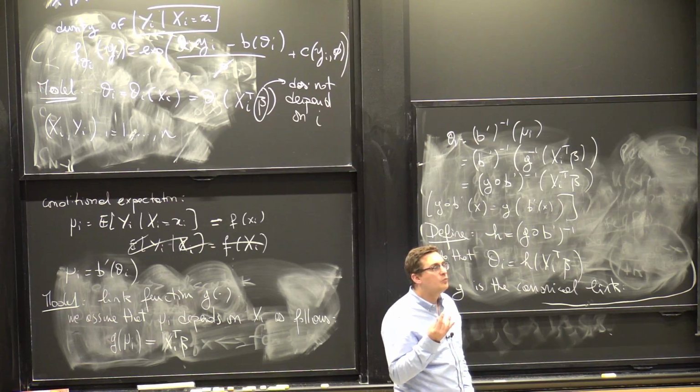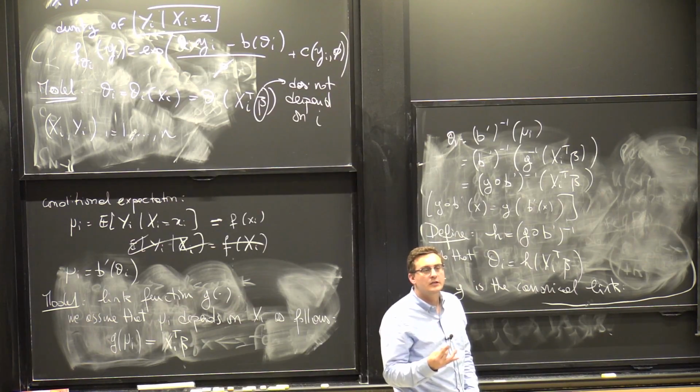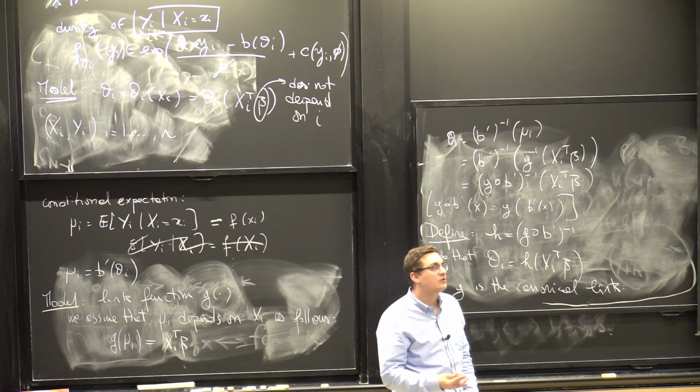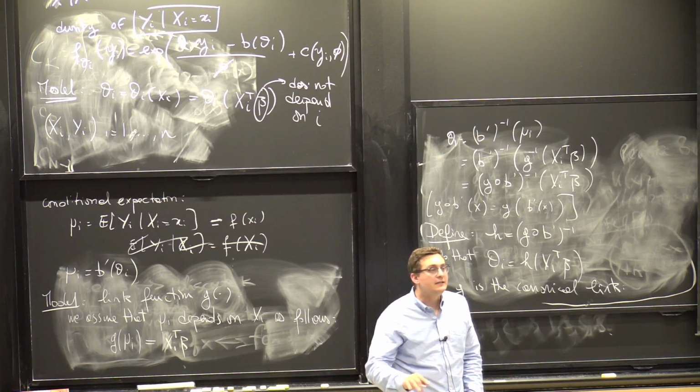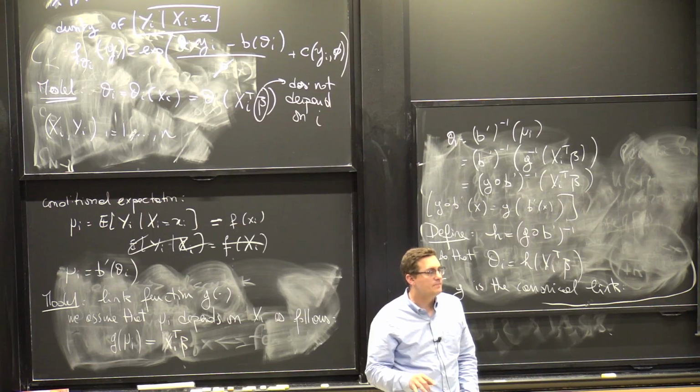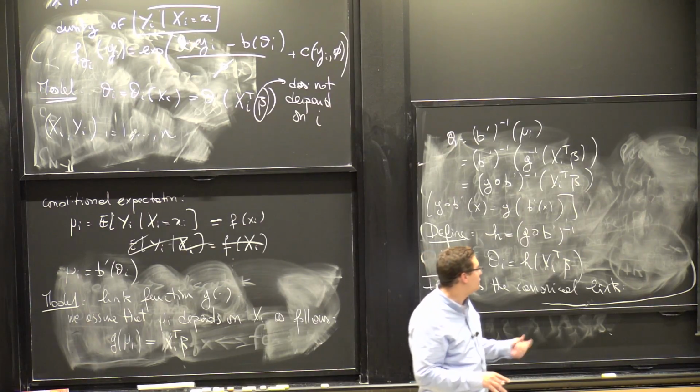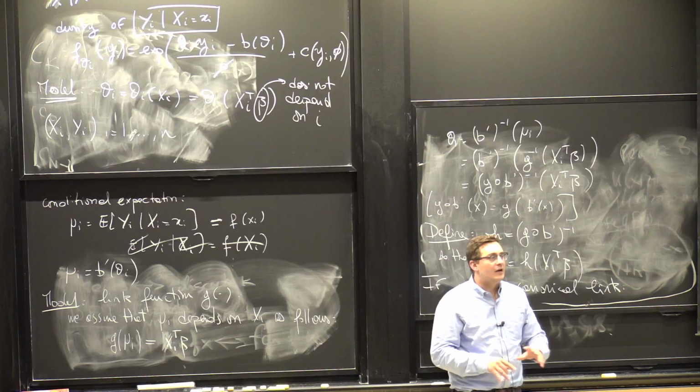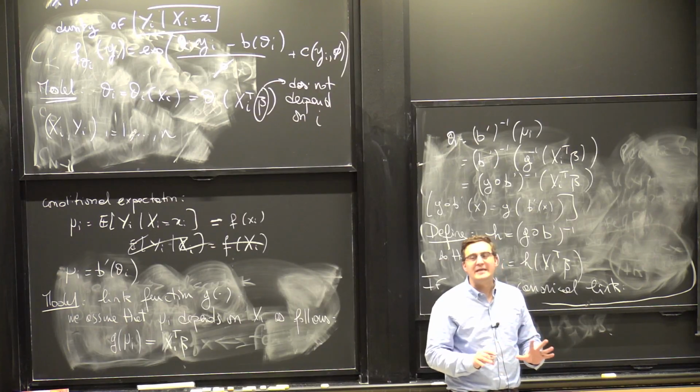Right, so what is it canonical to? A canonical link is canonical to a particular distribution in the canonical exponential family, right? A canonical exponential family is completely characterized by the function b, which means that if I want to talk about the canonical link, all I need to tell you is how it depends on b. So what is g as a function of b?